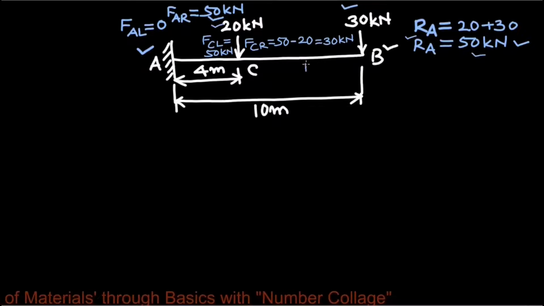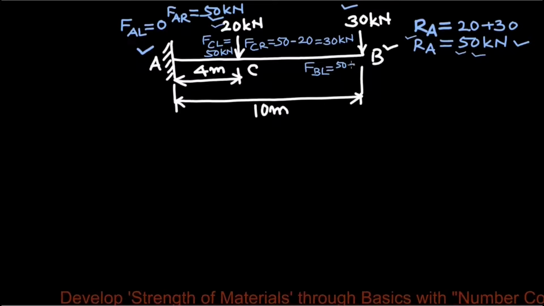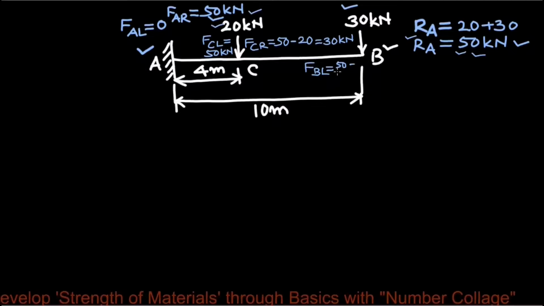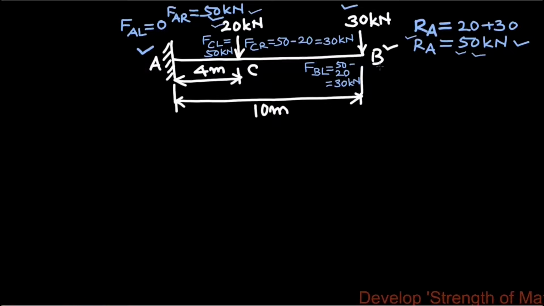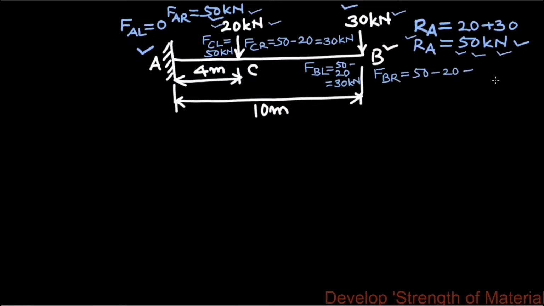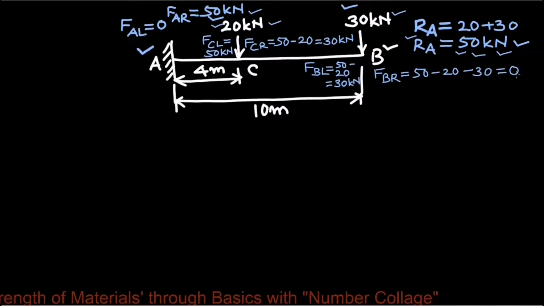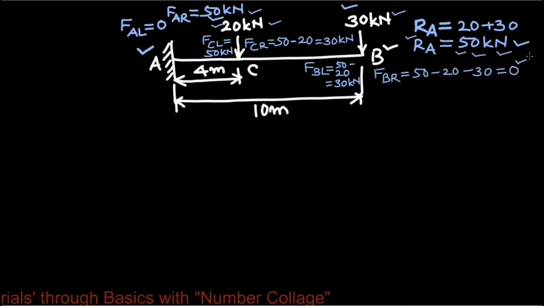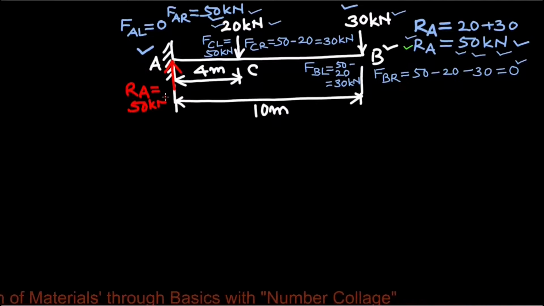Shear force to the left of point B will be again this 50 minus this 20, which will be 30 kilonewton. And shear force to the right of point B, this 50 minus this 20 minus this 30, which will be 0. It is 0 because it is the free end of the cantilever. We will show this reaction Ra equals 50 kilonewton.